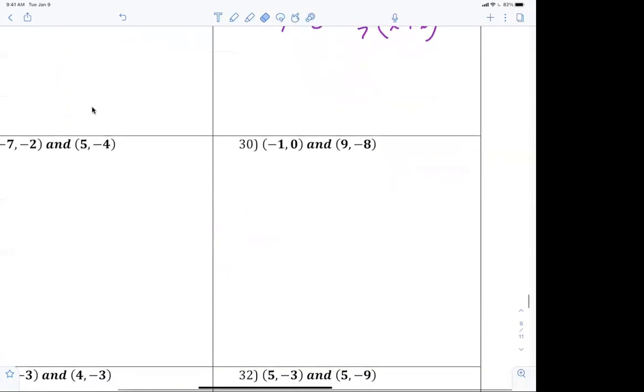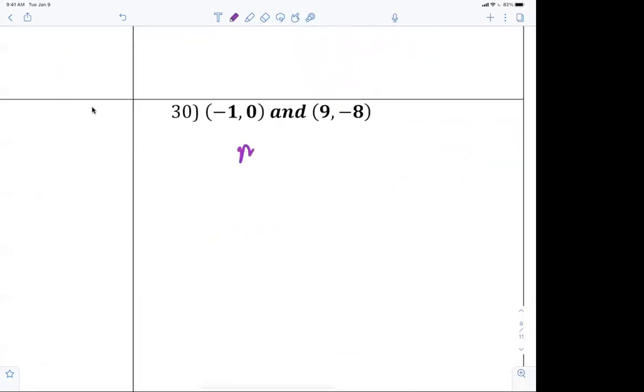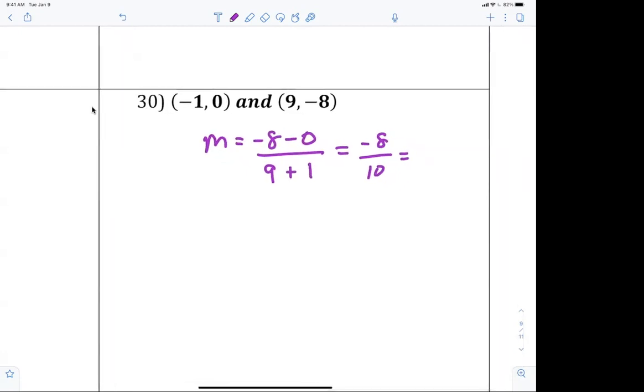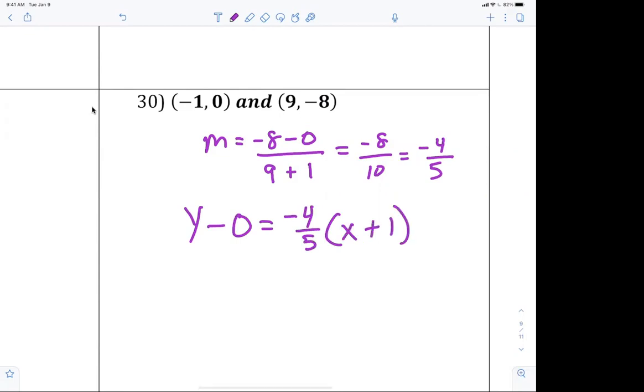30, go. Okay. Come on. Beautiful. -8 minus 0 is -8, and then 9 plus 1 is 10. What's 8/10 reduced to? It's 4/5. Beautiful. Don't forget the negative. Now go, and then y minus 0 equals -4/5 x plus 1. You are amazing.